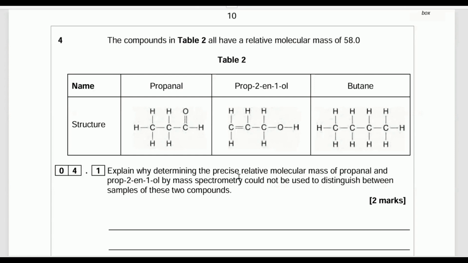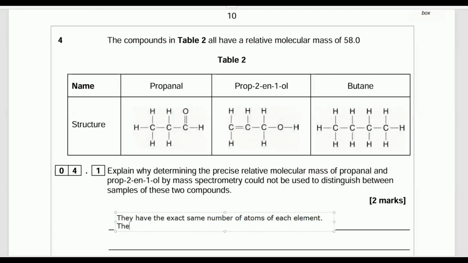4.1, explain why determining the precise relative molecular mass of propanal and prop-2-en-1-ol by mass spectrometry could not be used to distinguish between the samples of these two compounds. The reason being they have the exact same number of atoms of each element. So they have the exact same molecular formula, and guess what? They also have the same Mr. So these are the two reasons why mass spectrometry is not going to work.